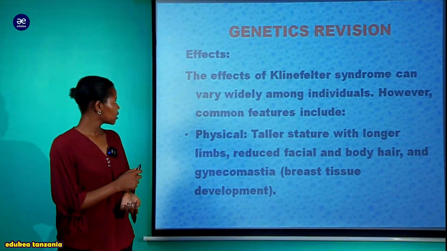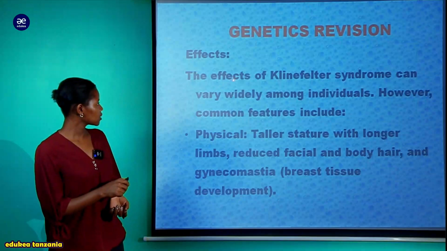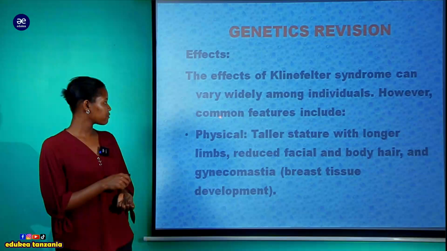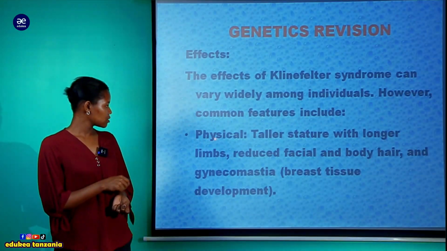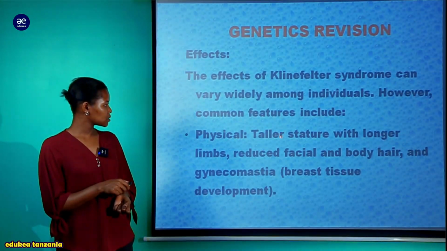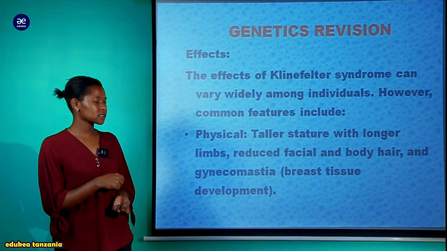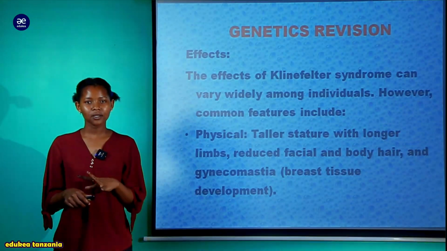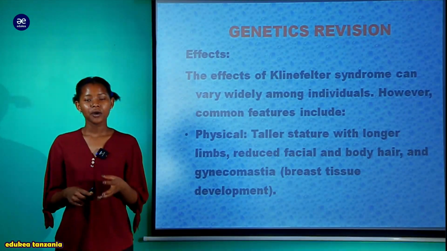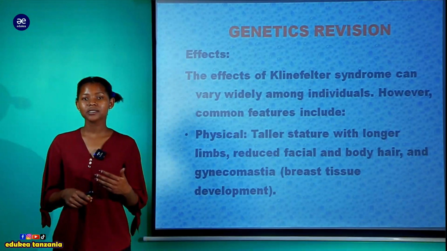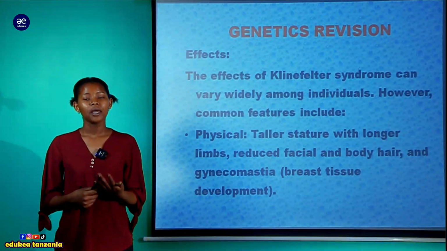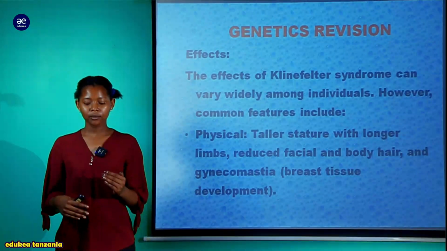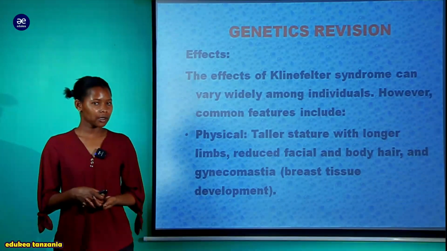Again, we can see effects of Klinefelter syndrome. The effect of Klinefelter syndrome can vary widely among individuals. However, common features include, first, when we talk about physical, we can start with taller stature with longer limbs. Wanakuwa na taller stature with longer limbs. Tukikompare na Down syndrome na Turner syndrome, tuliona wana short stature, ni wafupi. But tunapomzungumzia Klinefelter syndrome anakuwa ni taller than normal. Anakuwa ni mwanaume ambaye anarefuka kuliko kawaida.